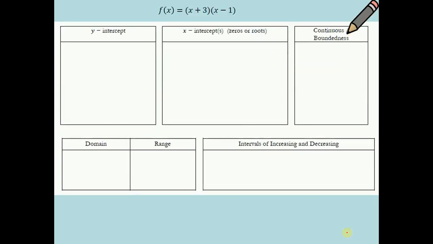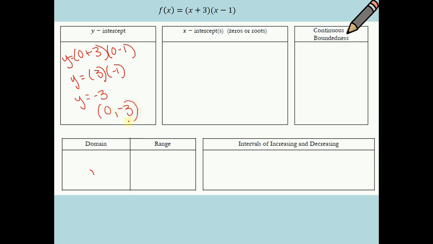Y-intercept, remember how to find a y-intercept is plug 0 in for our x value. So we're going to go 0 plus 3, 0 minus 1, we're equal to y. So y equals, that's 3, negative 1. So it looks like y is equal to negative 3. So my y-intercept would be at 0, negative 3.